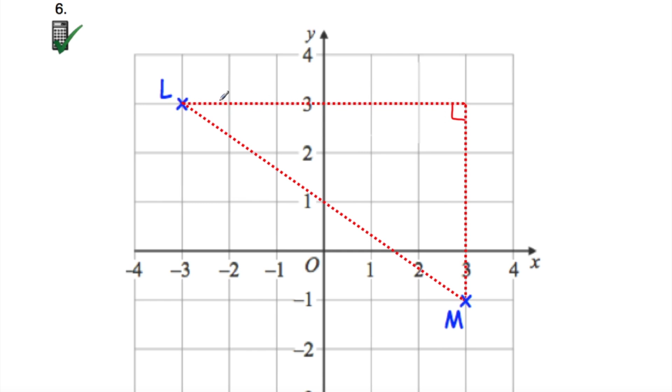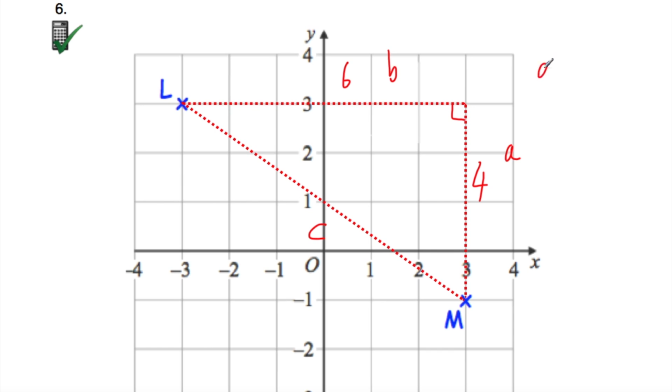Let's write down the lengths of the two shorter sides. So the length of this side, 1, 2, 3, 4, 5, 6 going across. That's 6 going across there. And then this side here, it's 1, 2, 3, 4. So 4 there. So the lengths of the two shorter sides are 6 and 4. And let's label our right angle triangle, A and B being the two shorter sides, and C being the hypotenuse, the longest side, opposite the right angle.